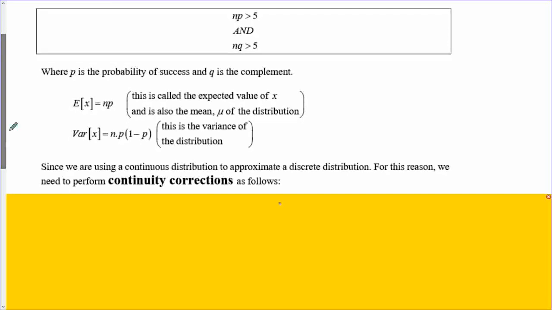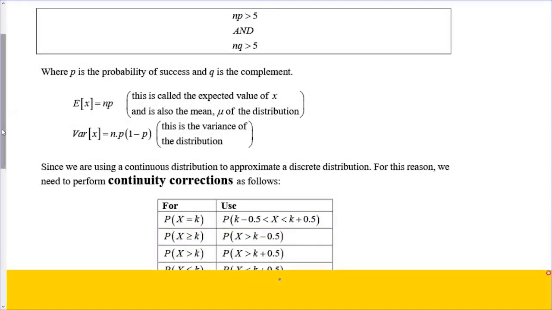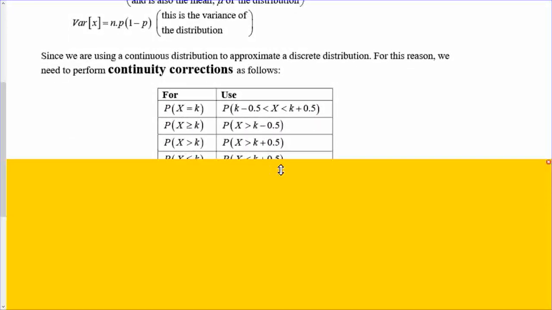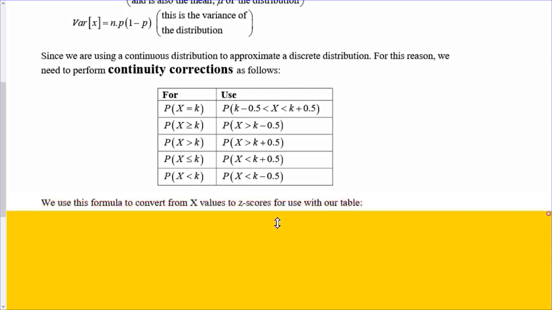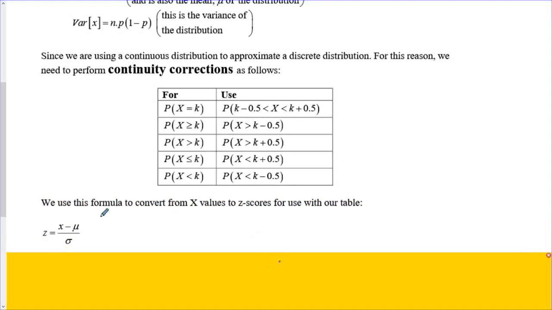That's because we are using a continuous distribution to approximate a discrete distribution. One's got to get one's head around these. Essentially, if we are going equal to a number, then we must go from minus a half below to plus a half above. If we're going bigger than or equal to, we go from minus a half below. If we're just going bigger than, we must go from a half above. If we're going less than or equal to, we go less than a half above. And if we're going less than, then less than a half below. And we use this formula to convert from X scores to Z scores.